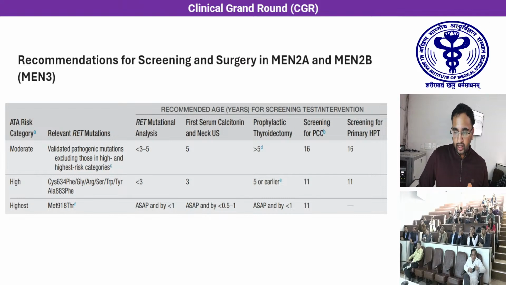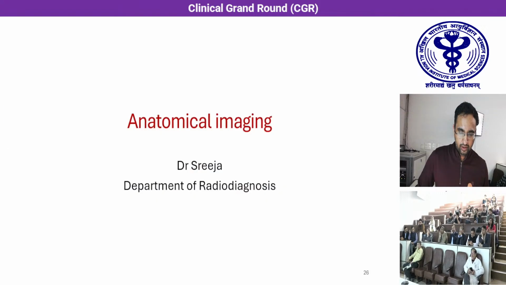For high-risk mutation, the prophylactic thyroidectomy has been recommended by the age of 5 years, and screening of pheochromocytoma and PHPT has to be started by the age of 11 years. For moderate risk category mutation, the prophylactic thyroidectomy has been recommended by the age of 5 years, and screening of PCC and hereditary hyperparathyroidism has to be started by the age of 16.